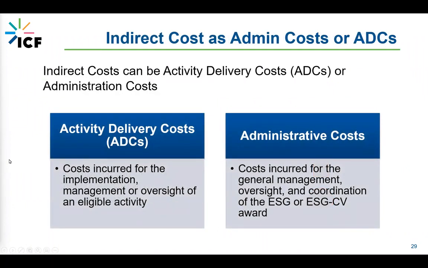So quickly, I want to talk about how direct and indirect costs compare to administration and activity delivery costs. It's common to assume that indirect costs are automatically considered administrative costs subject to the administrative cap, because indirect costs represent costs such as rent, utilities, and agency-wide services such as human resources and payroll, etc. So they appear administrative in nature.